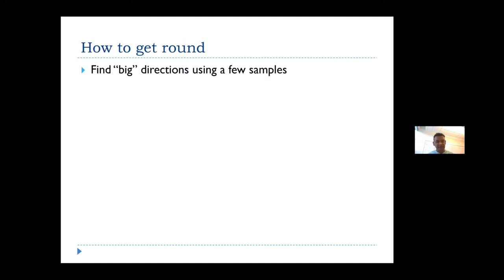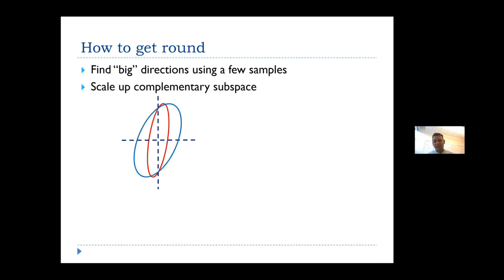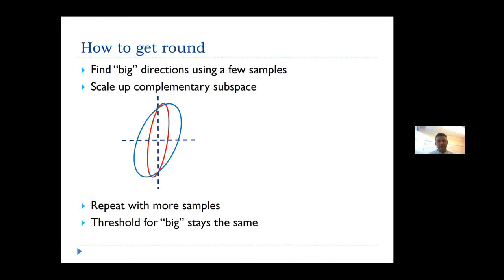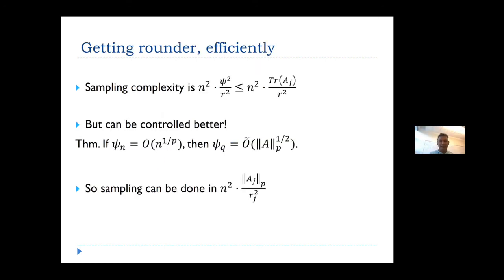So here it is in more detail. We want to find the large directions using a few samples and then scale up the complementary subspace, right? That's the point. Find the large directions and everything orthogonal to it will scale up. And repeat this with more samples. The threshold for what's big we keep the same. We're scaling up so the inner ball is growing. It doesn't matter as long as everything is growing, but the point is the inner ball is growing, the largest directions are not growing. So this ratio is getting better.